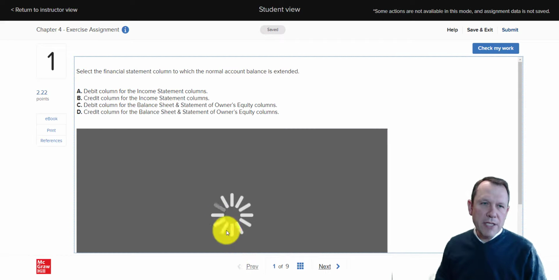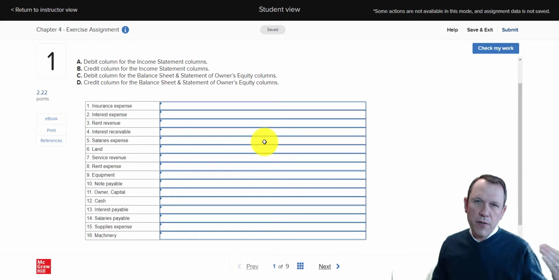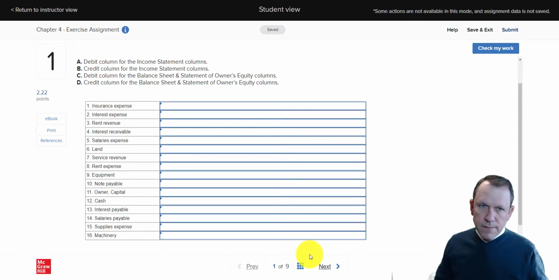So as we go back to number 1, all of the expenses and all of the revenues are going to be on the income statement columns. The debits are the expenses, the credits are the revenues. On the balance sheet and statement of owner's equity, you can cue off of number 2 to help you out on this, but all the assets are going to be debits.